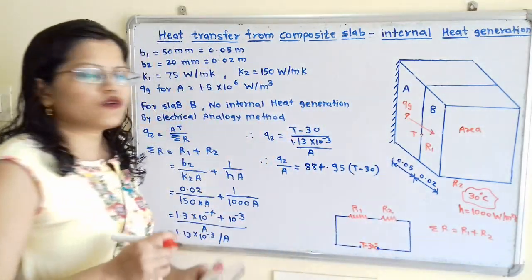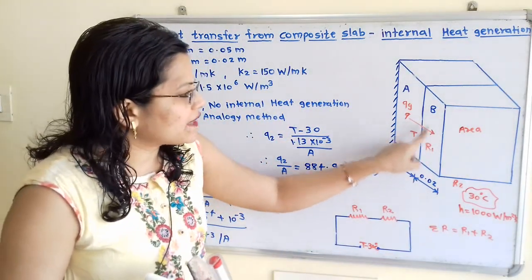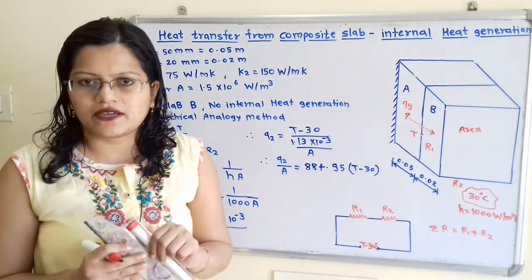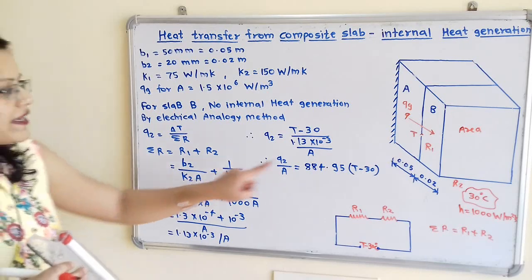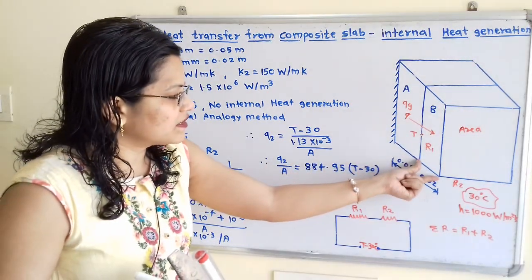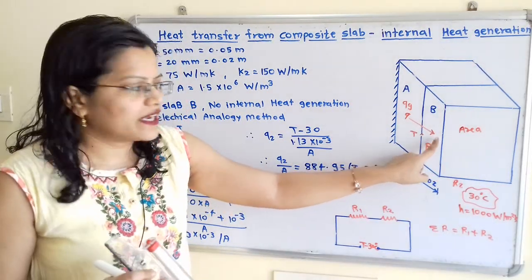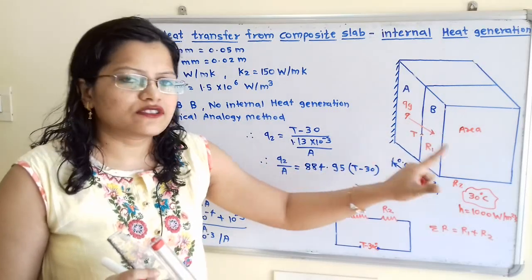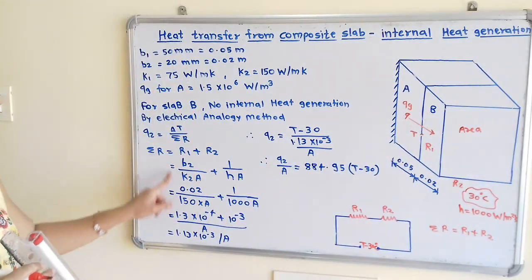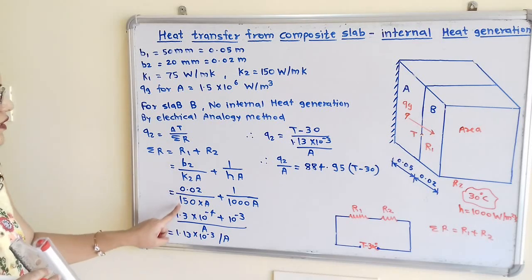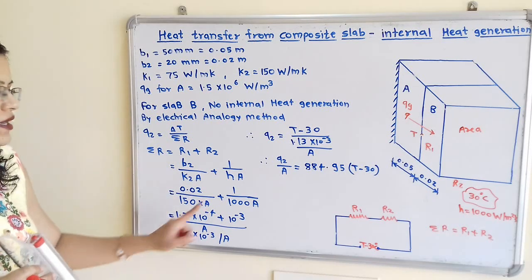Now how to calculate R1? Because for R1 a conduction process is taking place, the formula for R1 is B2 divided by K2A, because this is the thickness B2, conductivity K2, and area is not given, so simply we will use the letter capital A. So we will put the value 0.02 divided by 150 into A, plus.